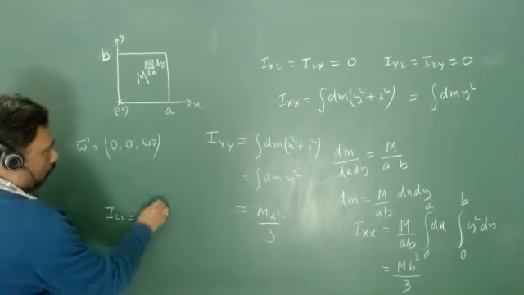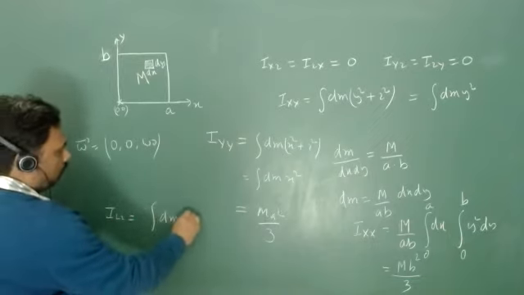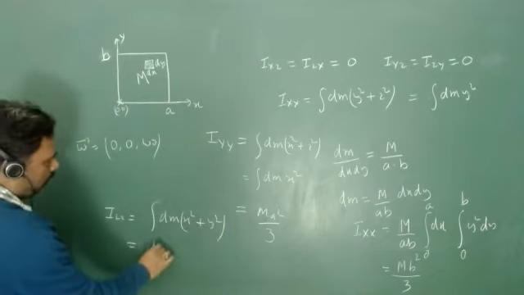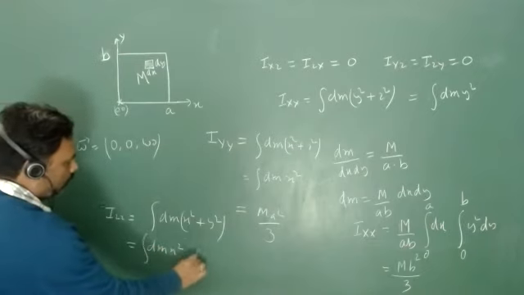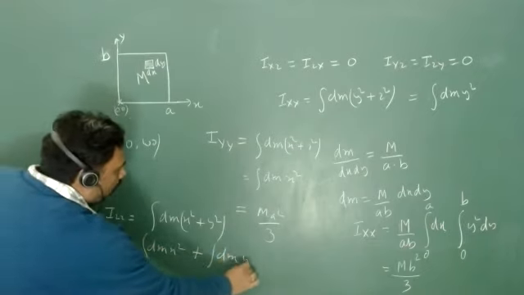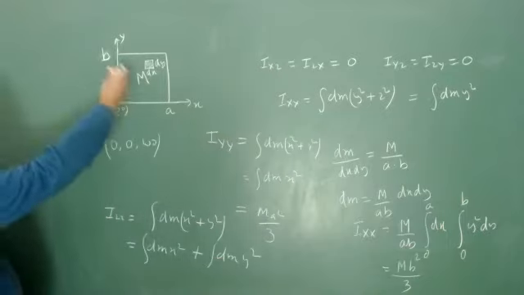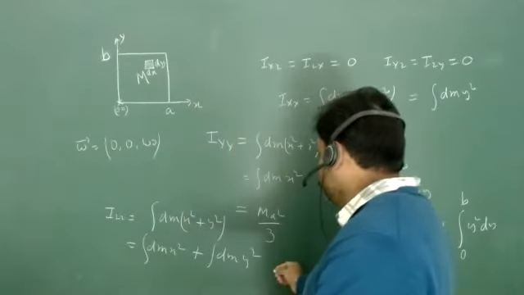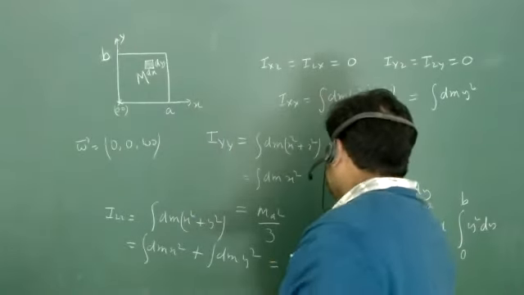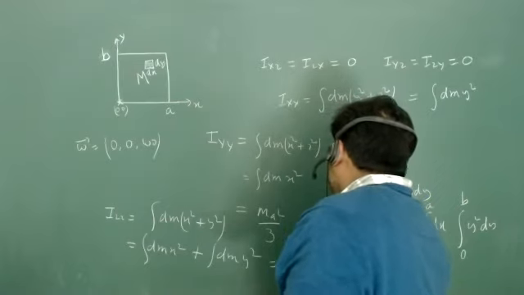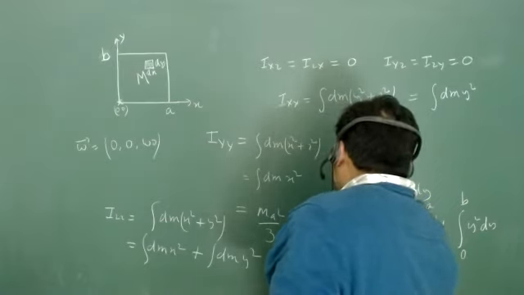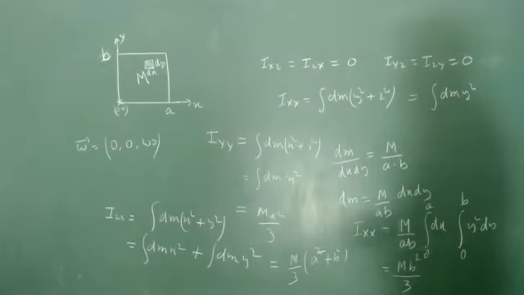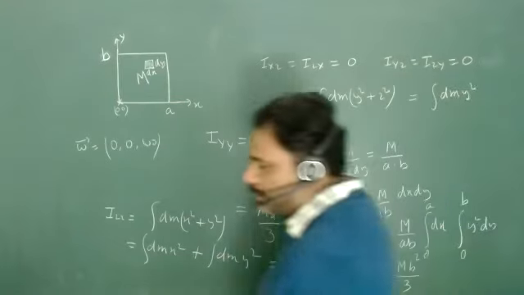Tell me. dm x square plus y square. So this value is obviously dm x square, which you have already calculated, plus dm y square, which is also calculated, and this is just in a plane, so you can easily use the perpendicular axis theorem. And this will be m by 3 a square plus b square. So this is your I zz.